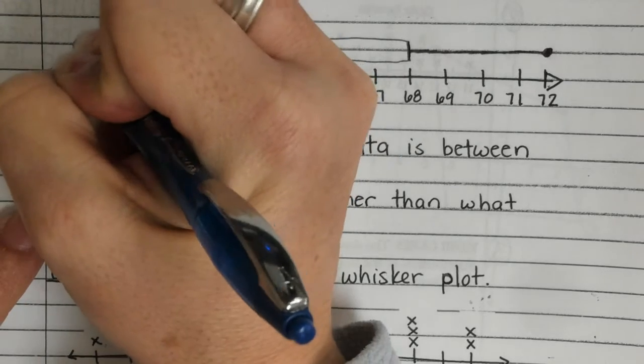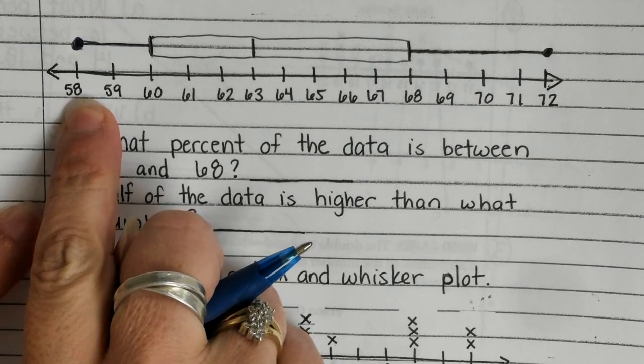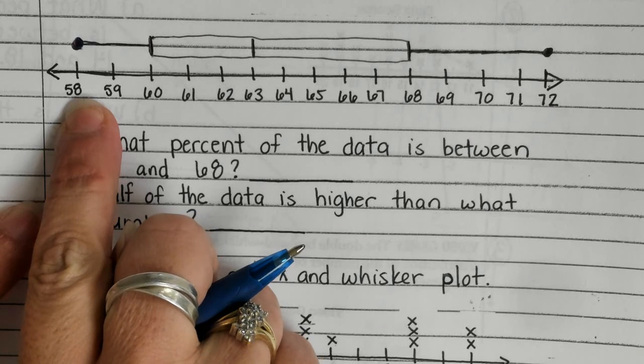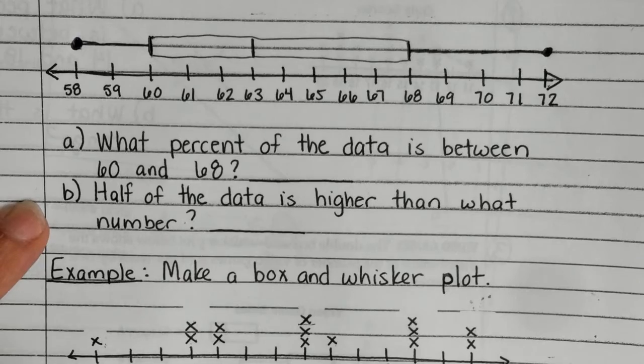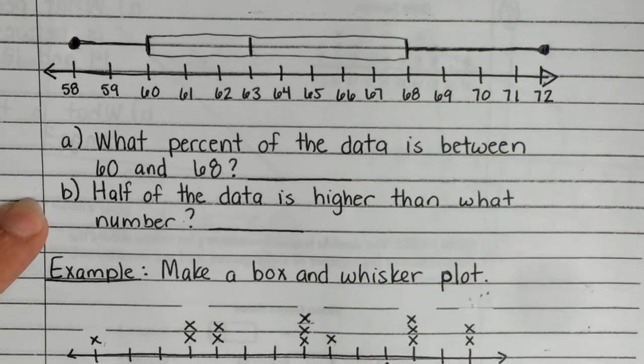58. Right there. Wherever that ending dot is, that's your lowest piece of data. So what's the highest piece of data in your data set? 72. Wherever that whisker ends, that's your highest piece of data.